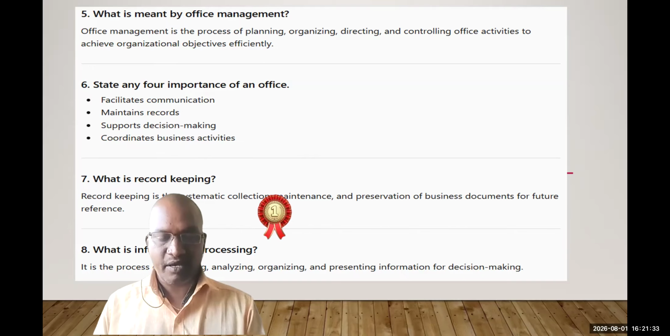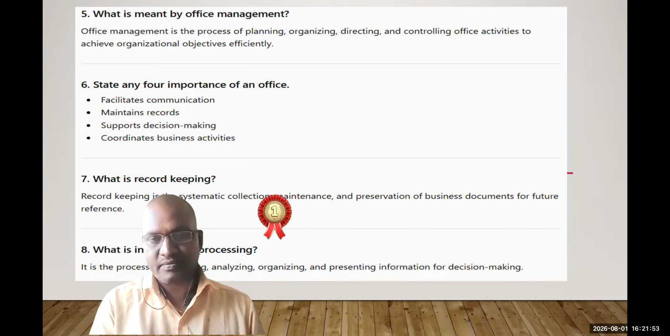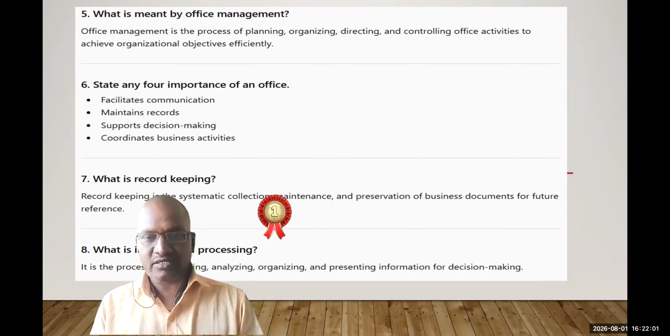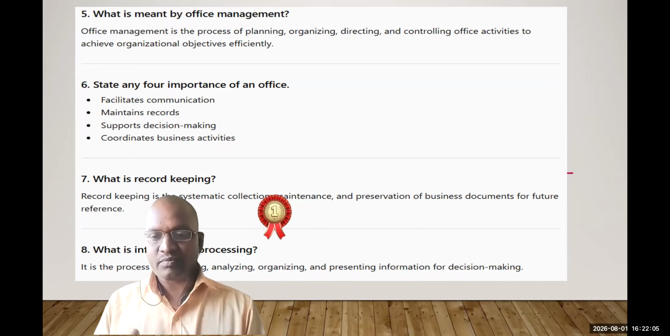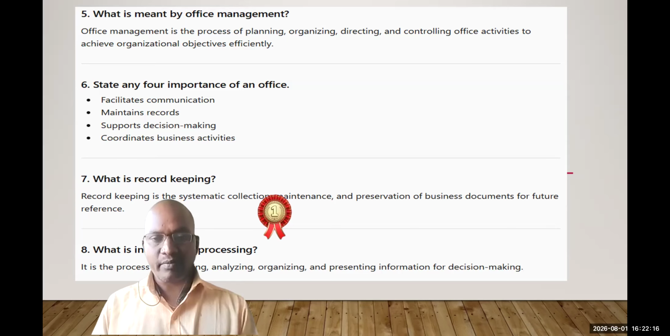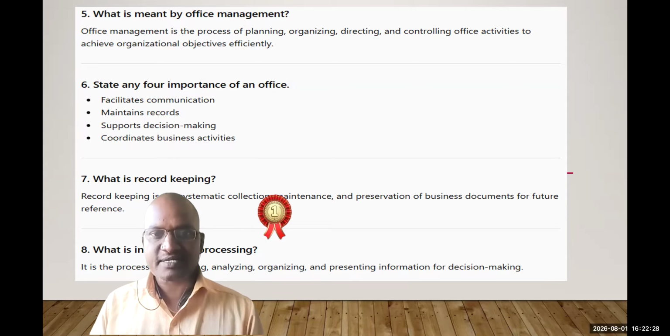Then what is record keeping? Record keeping means systematic collection: collecting the data in a systematic manner, then maintaining the collected data. That means categorization and storing in separate places. Sales records are stored in a separate place, and purchase records are stored in a different place. Then preservation of business documents for future reference. These things are done, and that is called record keeping. Storing or maintaining the records is needed because the business needs them in future days for taking the right decisions in an effective manner.